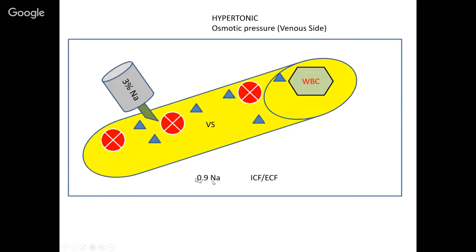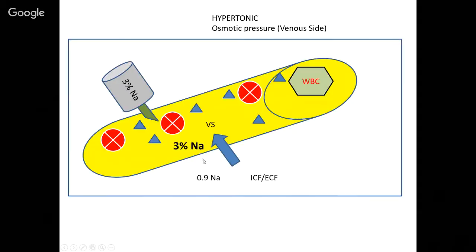So normally we have 0.9 outside the vessel. We have 0.9 normally in the vessel, but now we're pushing 3% into here. So we know that chemically speaking, anytime we have a higher concentration, in this case sodium, it's going to be drawing some kind of fluid in to try to balance these out.